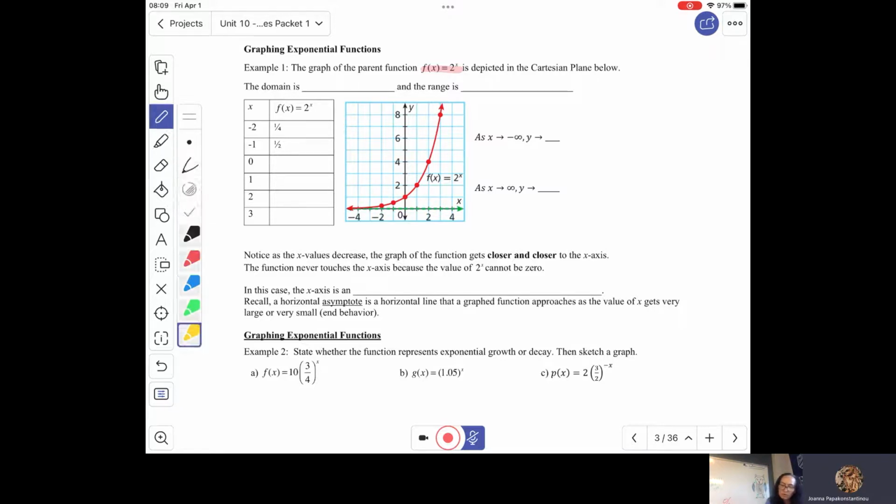If I substitute in 0 for x, what is y? 1. What if I substitute in 1 for x? 2, sorry, and 2 for x, 4, and 3 for x, 8, and I could plot those points and I could see that I have an exponential function that is strictly increasing. This is exponential growth. What is the domain of this parent exponential function?